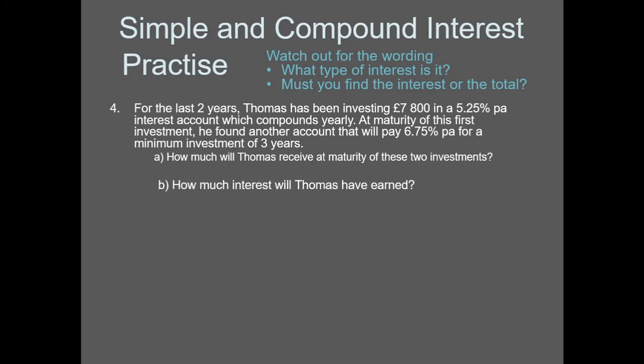That's B. How much interest will Thomas have earned? Well, this is how much he's earned on top of his principal amount. His principal amount was the 7,800. That's what he started with. So we need to deduct that from the total amount he has at the end to see how much he actually earned in interest.